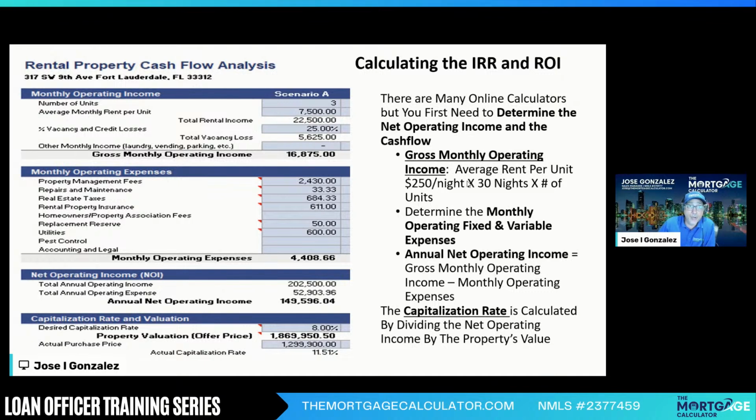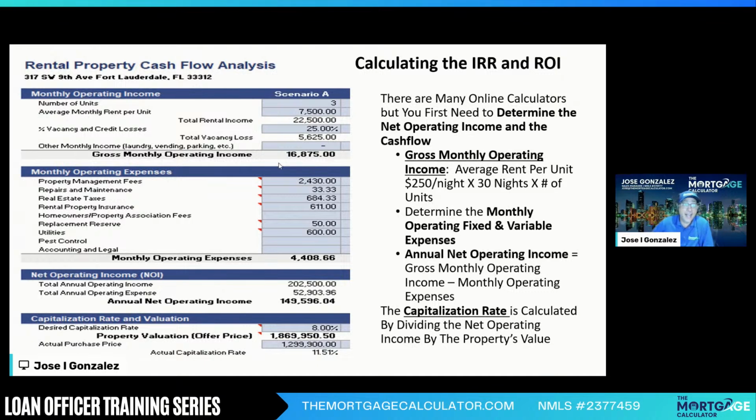So it's average rent per unit, in this case 250 a night times 30 nights times the number of units, and then after considering our 25% vacancy factor, we are at $16,875 as gross monthly operating income.